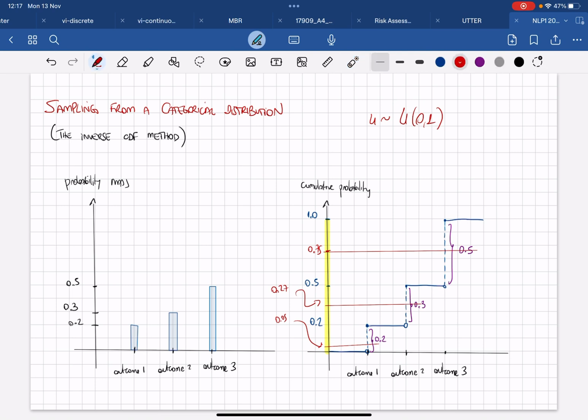Okay, so let's make a quick example: 0.33, 0.47, and 0.88. Let's see which samples I get. 0.33 is somewhere along this space, right? So this will give me outcome 2. 0.47 is also somewhere here. So this will give me also outcome 2. And 0.88 is somewhere here. So this will give me outcome 3. I hope this helps.